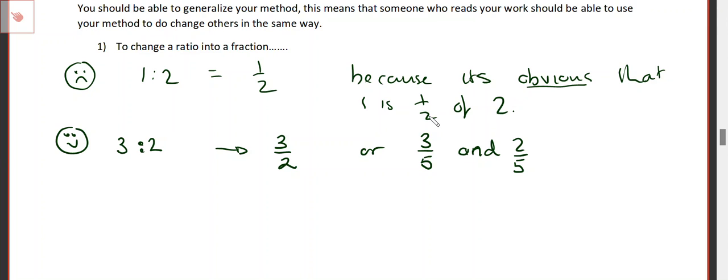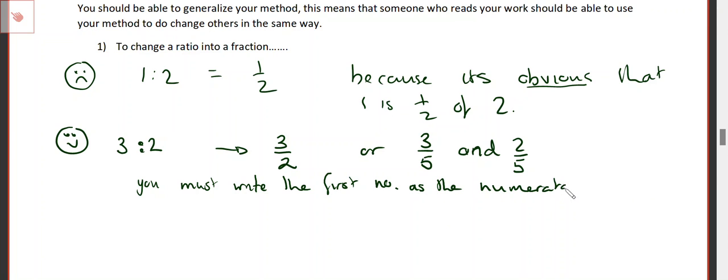Does it matter which way round? Okay, so you must write the first number as the numerator, the second as the denominator. Yeah?